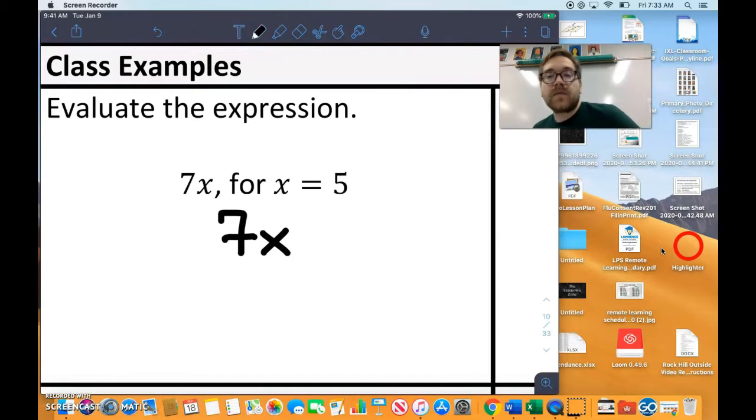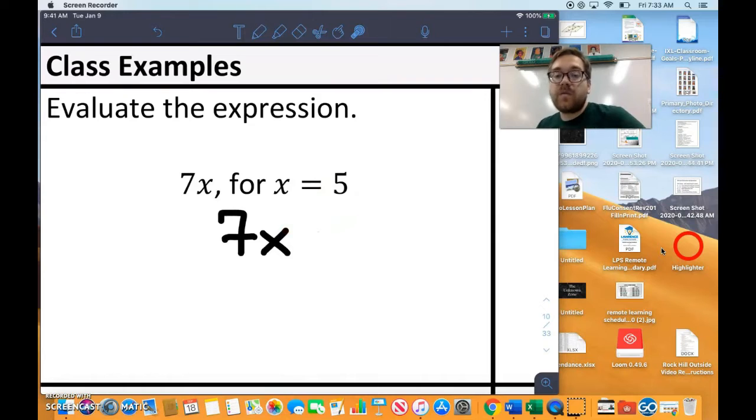So to do that, let's rewrite it right here. Let's understand what operation we're working with. Okay, what's going on in this expression. So remember, when you have a number and a variable pushed together like that, that means multiplication. Okay? So we are multiplying the 7 times the x. Okay? And so now let's plug in our number for our variable. Remember, it says x equals 5. So we're going to replace x with the 5, okay, and put the 5 in place there.